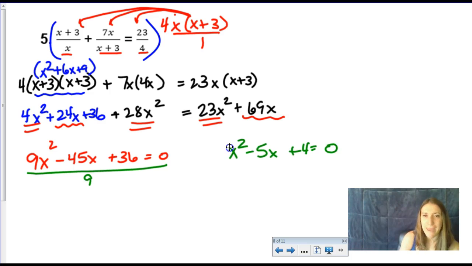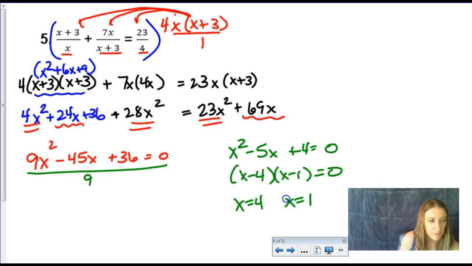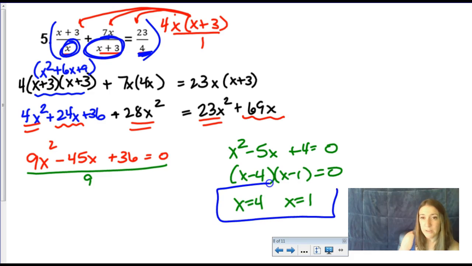Oh, that's not bad. We can factor that. Minus 4 and minus 1 will work. So my solutions are x equals 4 and x equals 1. And when I look back to my excluded value possibilities, 0 and negative 3, and this one doesn't have an excluded value, like nothing will make that divide by 0. So negative 3 and 0 are my only problems I would run into, and I didn't get either of those. So turns out those are both good solutions.